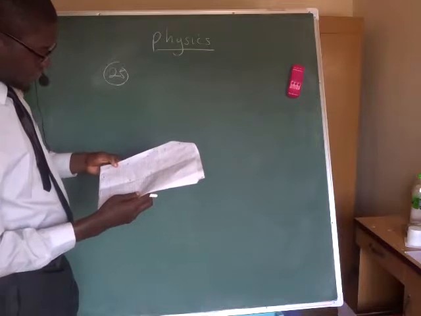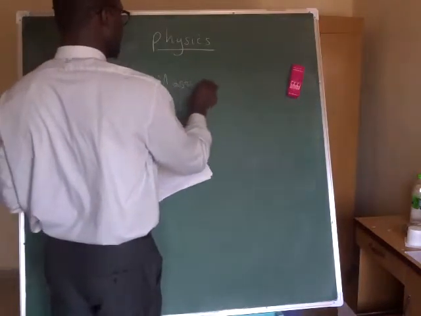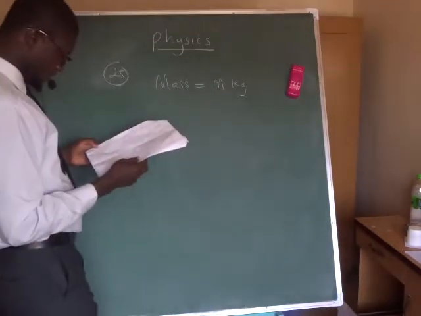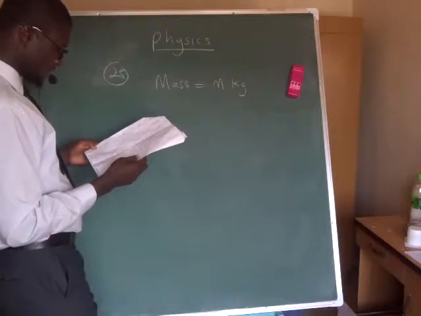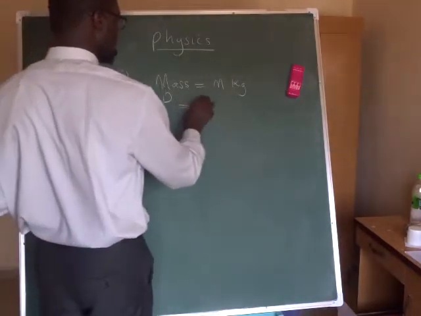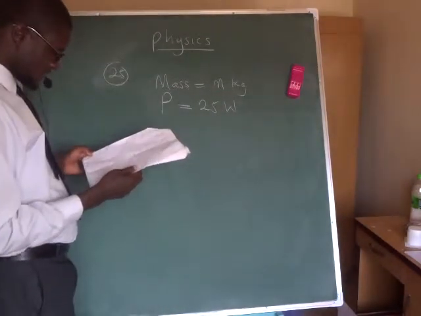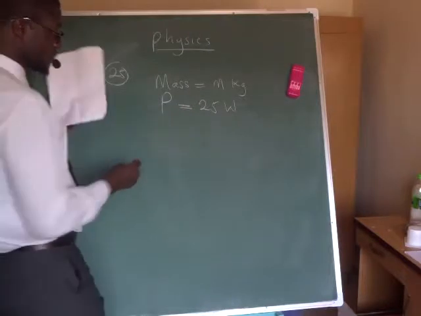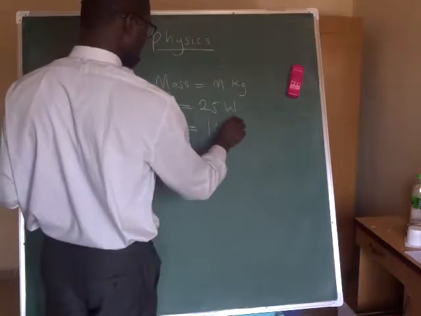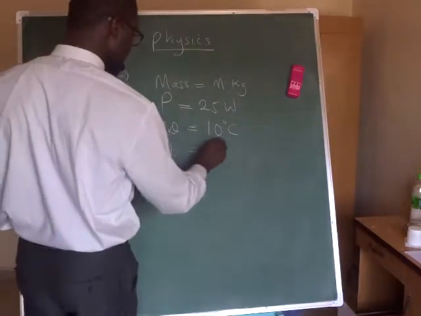So let's look at the data. A block of aluminum of mass M. Mass of the aluminum is M kilograms. Is heated electrically by a 25 watt heater. 25 watt, that is the power. If the temperature rises by 10 degrees Celsius, change in temperature is 10 degrees Celsius in 5 minutes. Time taken is 5 minutes.